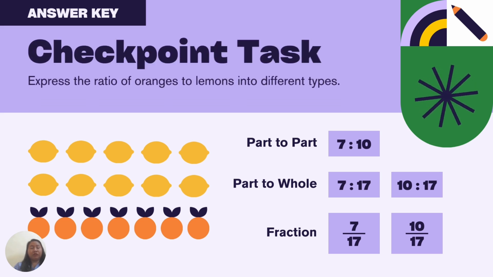For part to part, the answer is 7 is to 10. For part to whole, the answers are 7 is to 17 and 10 is to 17. For the fraction, we have 7 divided by 17 and 10 divided by 17.